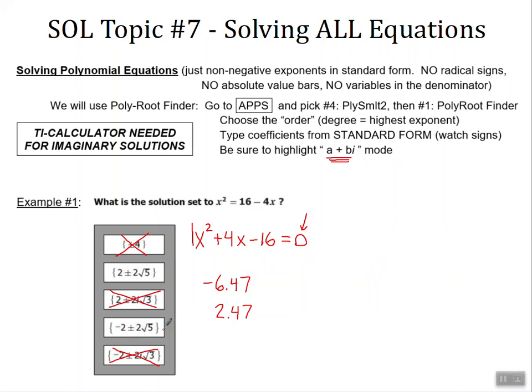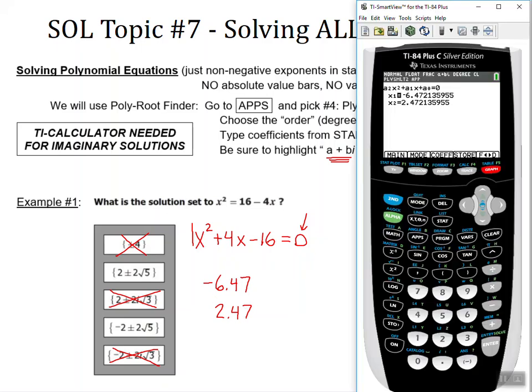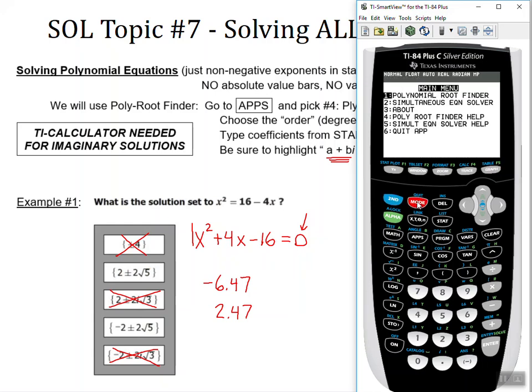Well, I have the decimal version, so let's type these in and see which one I get. Let's do 2 plus 2 square root of 5. So I'm going to quit out of this app. So second quit. And I'll have to do that again, second quit, and now I'm out of the app. Let's type 2 plus 2 square root of 5, and let's hit enter, and I get 6.47.